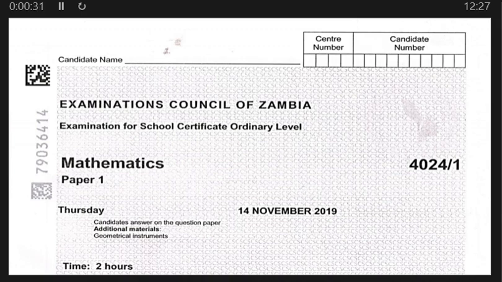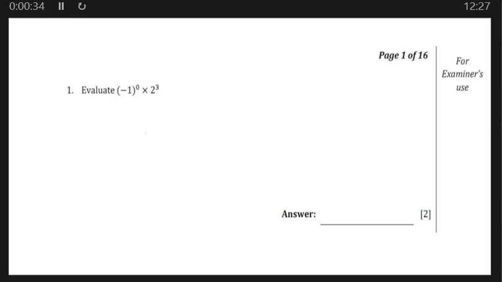So this is our first question, which says evaluate (-1) to the power 0 times 3 to the power times 2 to the power 3. Here what you should know, guys, is that any number raised to the power 0 is equal to 1. So (-1) to the power 0 equates to 1.